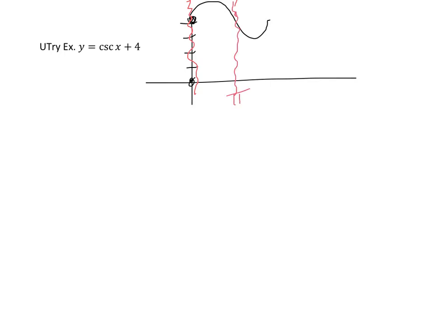This one is going to be moved up 4. Cosecant, I'm thinking of sine. So instead of starting at 0, it's going to start at 4. And it's going to squiggle up and down. So that means I'm going to have an asymptote on 0, halfway through, which would be at pi, and at the end 2 pi. So it's landing on every whole pi.